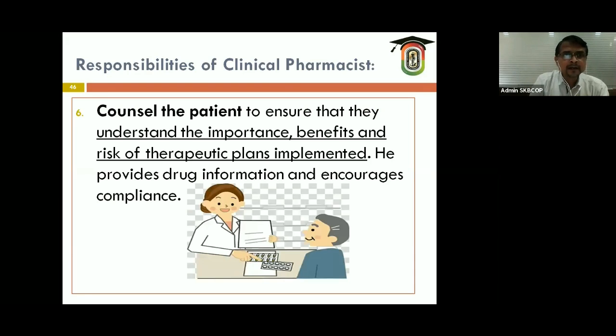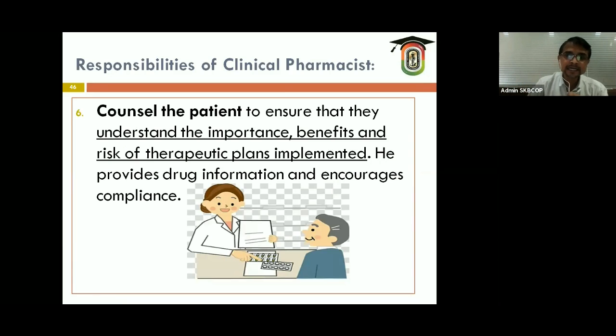Then next important one we have been discussing is to counsel the patient to ensure that they understand the importance, benefit, and risk of the therapeutic plan implemented. So patient counseling is another important part as far as the clinical pharmacist is concerned. But largely he should ensure, clinical pharmacist ने ensure करना चाहिए कि the patient is understanding the importance of therapy, benefits of the therapy, and also the risk of the therapeutic plan that could be implemented. मतलब कुछ जैसे हम बार बार बात कर रहे हैं कि कुछ ड्रग इंटरेक्शन है, कुछ एडवर्स ड्रग रिएक्शन है, so that should be known to the patient. So patient compliance and adherence would be good.